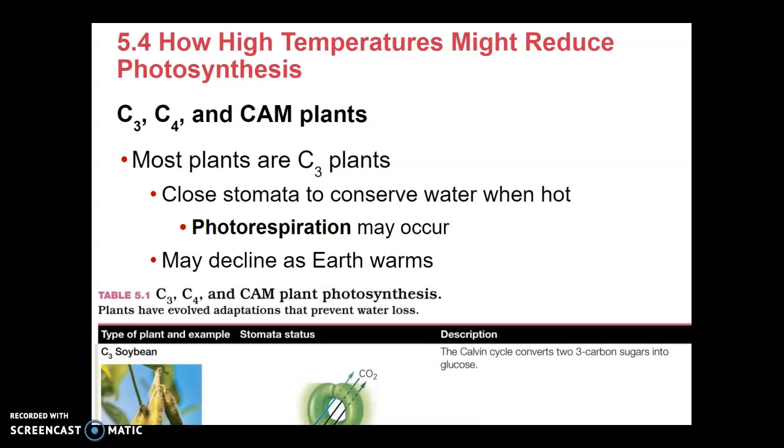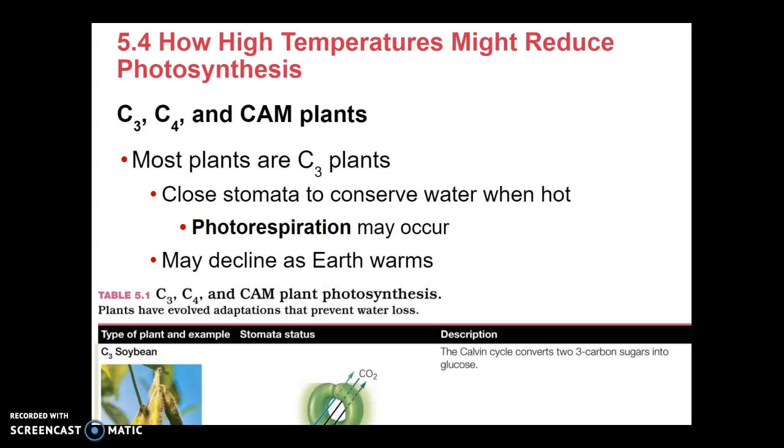Soybeans are an example of a C3 plant, and so they close their stomata to conserve water when it gets hot, and sometimes as a result, photorespiration might happen. And again, photorespiration, it's ironic that I use the cookie example because I've tried to make chocolate chip cookies once and it was a disaster, but we're just going to roll with that example throughout this video.